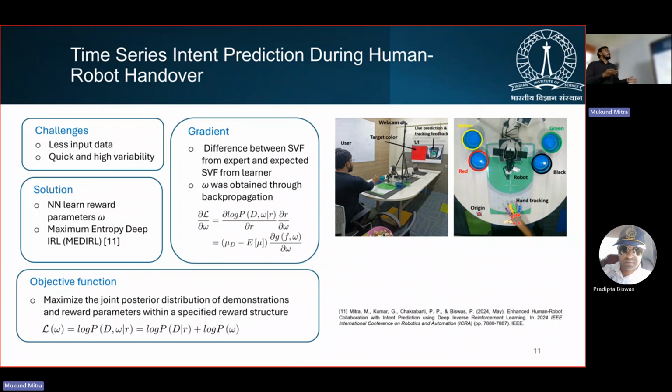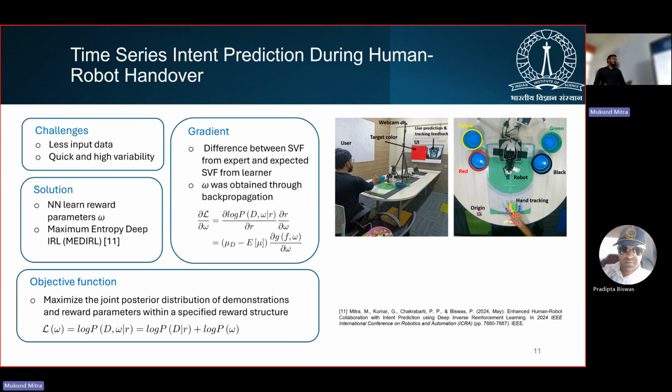So, from XR to human-robot interaction. Here the challenge is that we have less data, with high variability. So our aim is to devise an algorithm which could accurately predict the intent with less data.